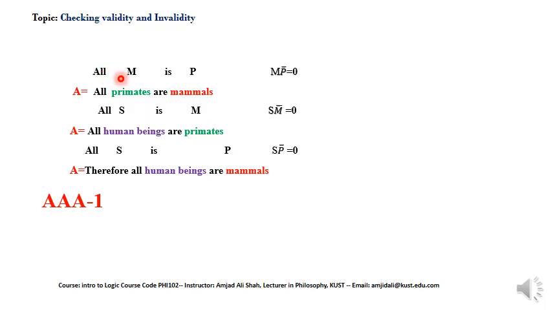Now, if all M is P, as in all S is P, we already discussed SP bar is equal to 0, so here we get the result MP bar is equal to 0. So all S is M, SM bar is equal to 0. As in all S is P, SP bar is equal to 0, we put a bar on the second alphabet, so we will again put a bar on the second, SM bar. So all S is P, SP bar is equal to 0. Now this is categorical syllogism, that is AAA1.